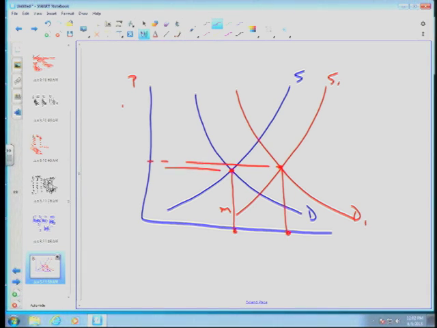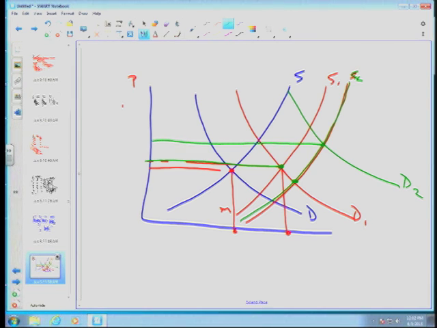Not quite. Okay, how about if I shift it out? Let's say that supply shifts out just by a little bit, but demand shifts out by a lot. I should use a different color. There's a green one. Okay, supply shifts out a little bit, but demand shifts out a lot. We started here, didn't we? No, here. We started here, but demand shifted out a lot and supply only shifted out a little. What happened to price? It went up, okay?